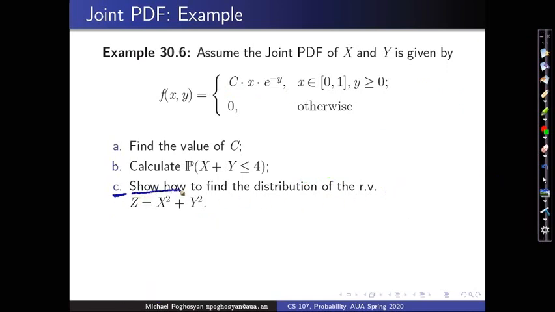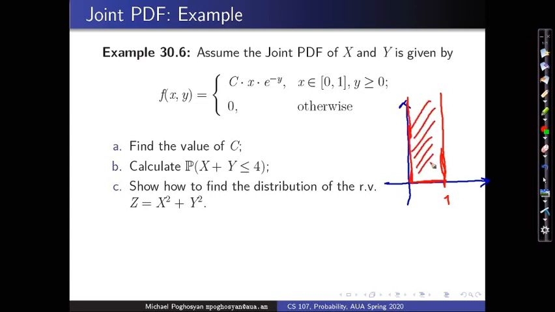Well, not to do the whole calculations, but show how to find the distribution of the random variable Z, which is x squared plus y squared. Again, I'm starting from the support. So this is 1. The support was this half strip. This is X, this is Y. F, our joint PDF, is non-zero here and 0 otherwise.